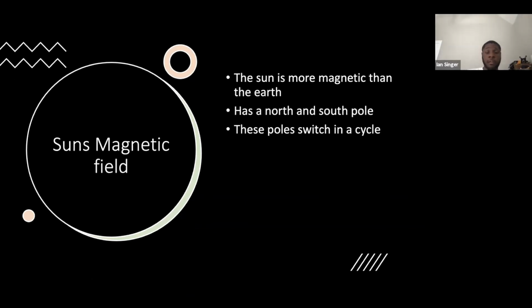And the sun's magnetic field. The sun is very electromagnetic, which I've learned throughout this entire summer. It has a cycle where it switches between the North and South Pole. And it's way more magnetic than the Earth is, by a lot.